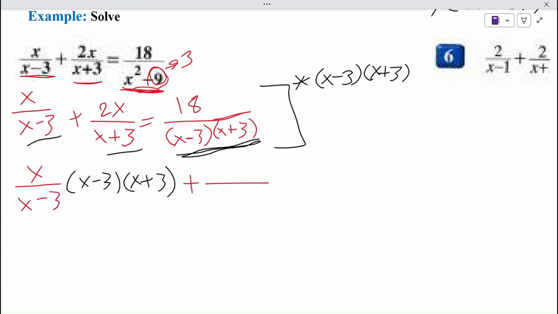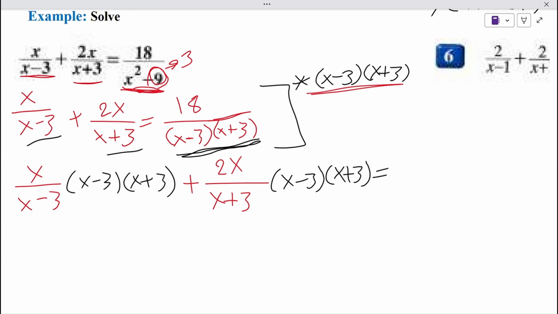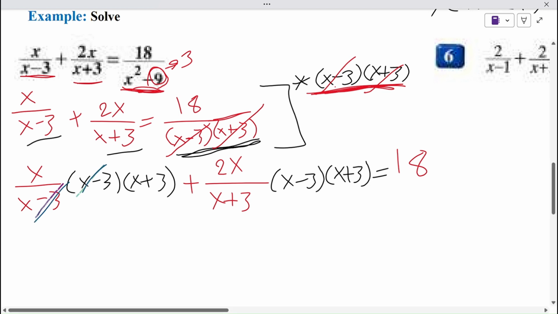x plus 3, multiply by this term, x minus 3, x plus 3 is equal to. And guys, look at here, this term: here we have x minus 3, this is cancelled with this x minus 3, and x plus 3 is cancelled with this x plus 3, so here we just have 18. And look at here again, here we have x minus 3, x plus 3, we can cancel them. And here again we have x plus 3, x plus 3, we can cancel it.